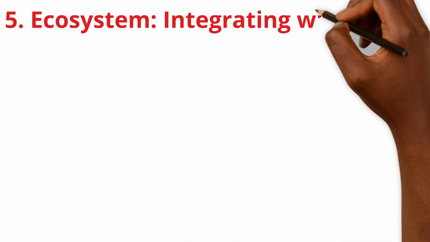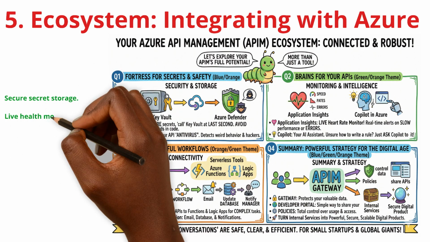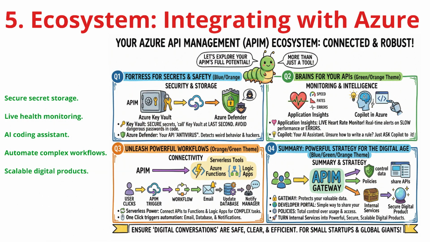Azure API Management doesn't live on an island. It is the heart of a massive, connected ecosystem. In our first quadrant, we see the fortress for secrets. By integrating with Azure Key Vault, APIM can grab security keys at the last second, so you never have to leave dangerous passwords in your code. Meanwhile, Azure Defender acts like an antivirus, constantly watching for hackers.